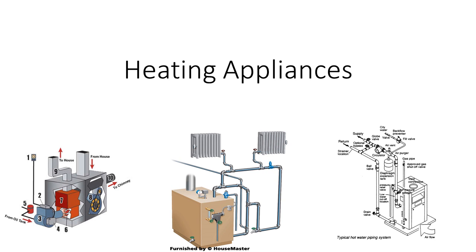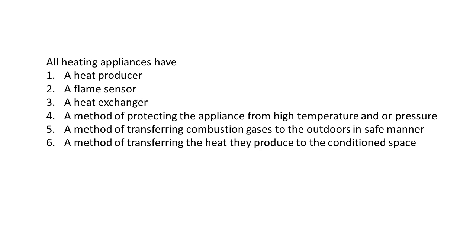Fundamentally, all the appliances are the same. They are designed to produce heat in one way or another and deliver it to the conditioned space. All appliances have a heat producer, a flame sensor, a heat exchanger, a method of protecting the equipment from damage due to high temperature and/or pressure, a method of disposing of combustion gases in a safe manner, and a method of distributing the heat produced.